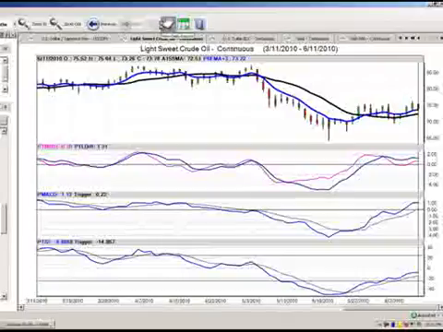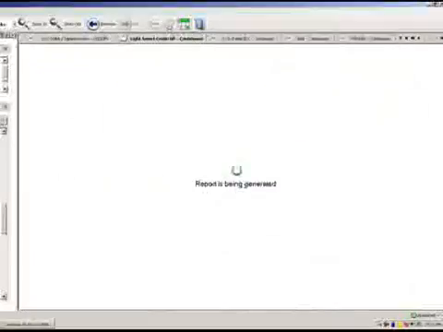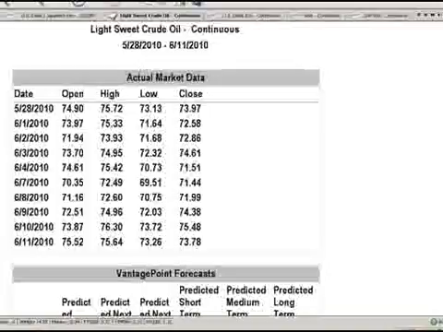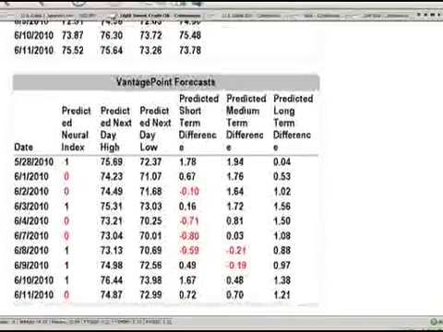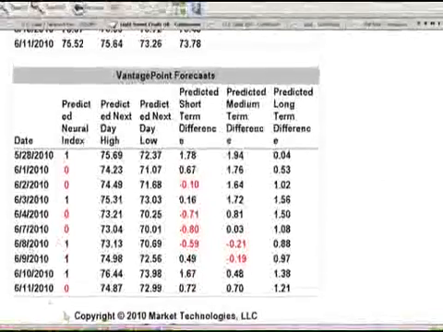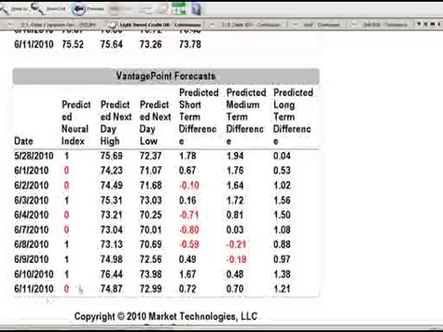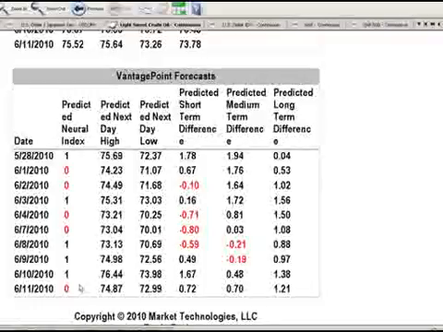So with that said, let's go into our daily report here and see if we can actually narrow this down to a price, much like what we did last Sunday. Again, we're pulling up the daily report here from Vantage Point. Very, very powerful tool this is. We've got our neural indexes down. We can see here that we've closed at 73.78. Our predicted medium and long-term differences are all positive. Neural index is down, so we're likely to see crude come under a little bit of selling pressure right out of the gate on Sunday night.